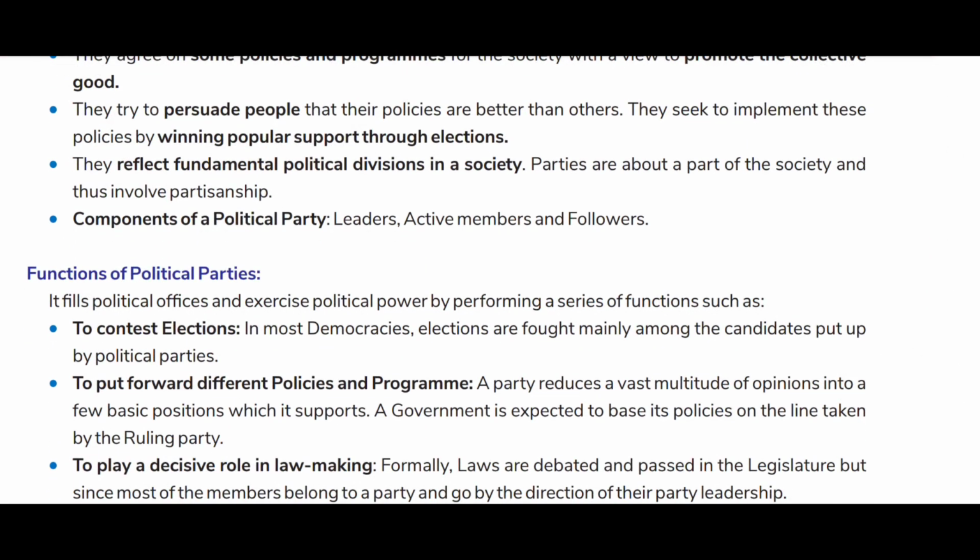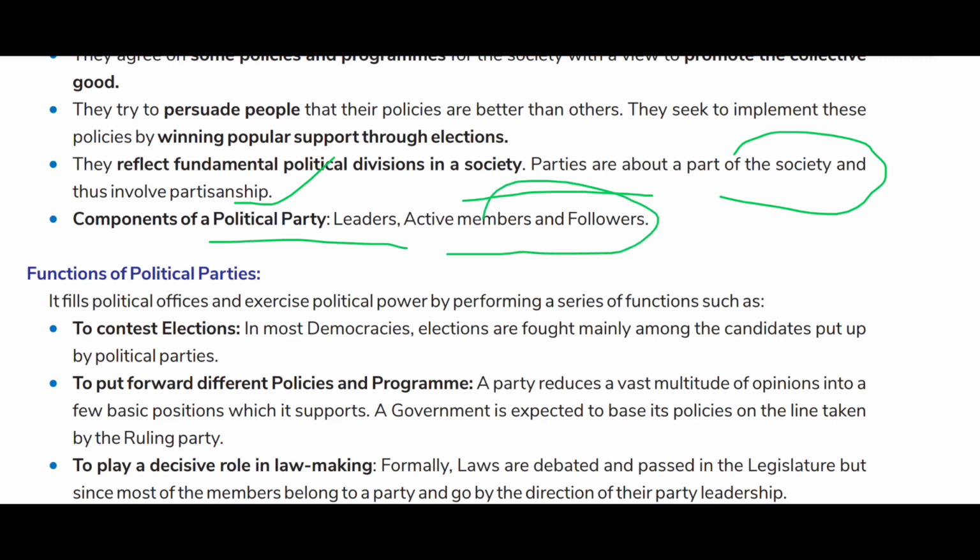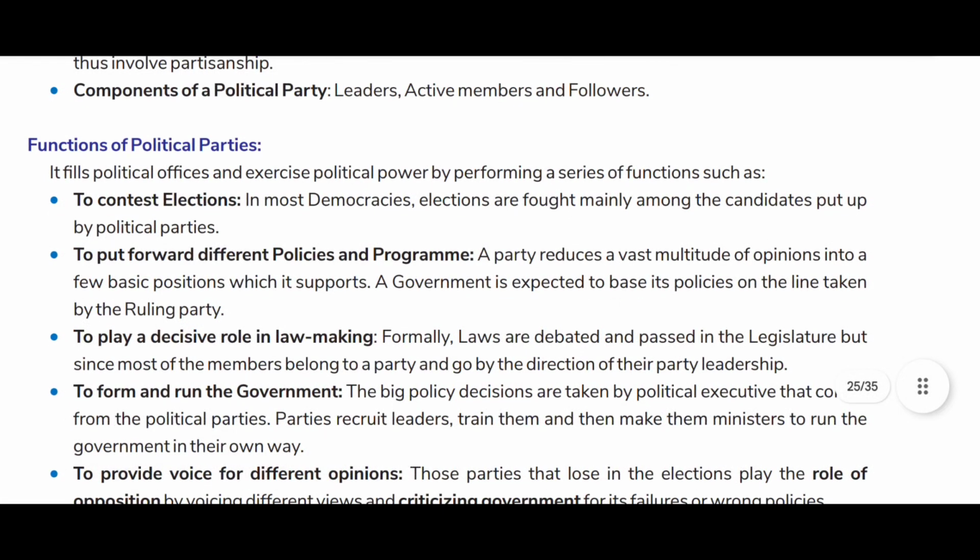They reflect fundamental political divisions in a society. Parties are about a part of the society and thus involve partisanship. Components of a political party are leaders, active members, and followers. Now, what is the function of a political party?